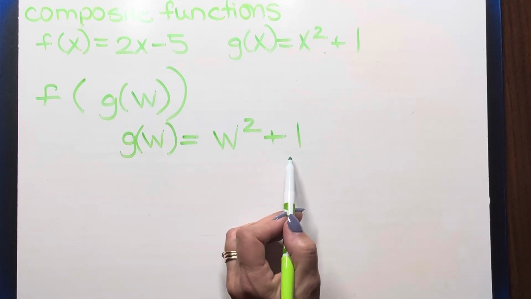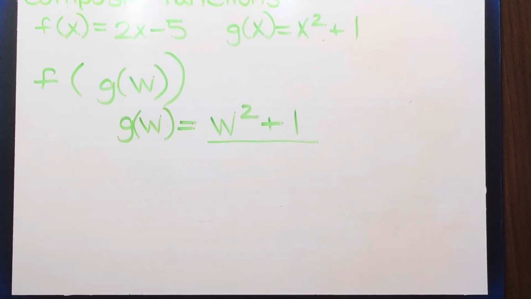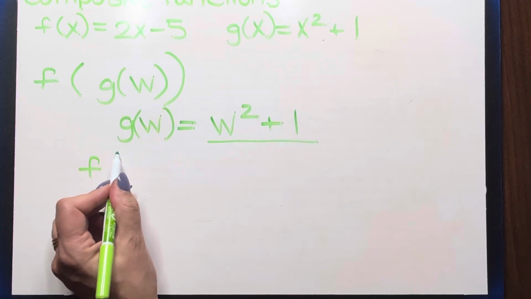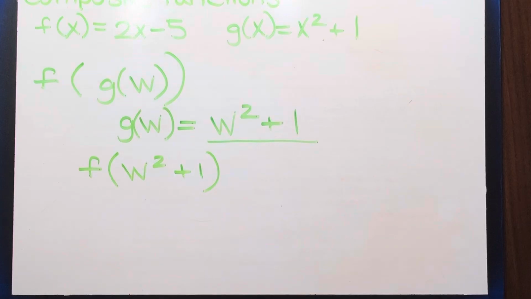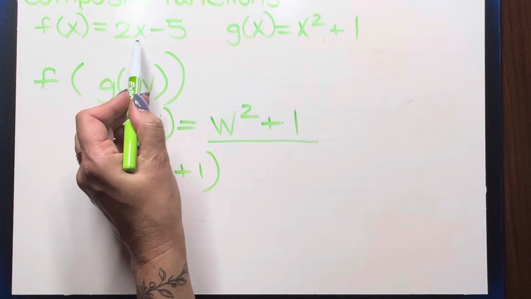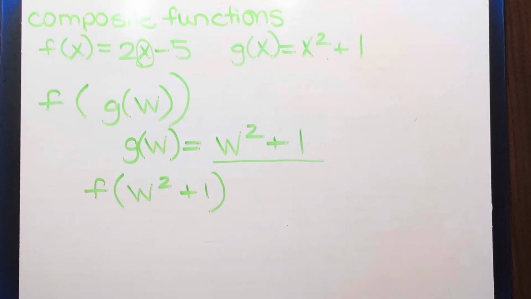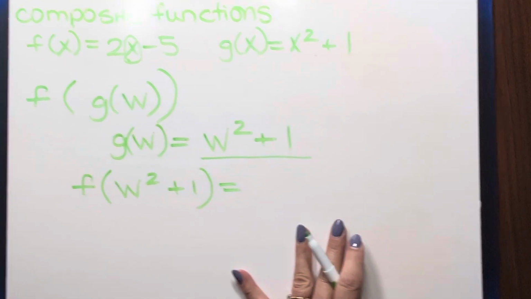And then I'm finished with this part of the problem. There's no number I can come up with. This is what I'm going to now put in for the g of w. So this becomes f of w squared plus 1. So that means everywhere that I see this x in my original function f, I'm going to plug in this w squared plus 1.